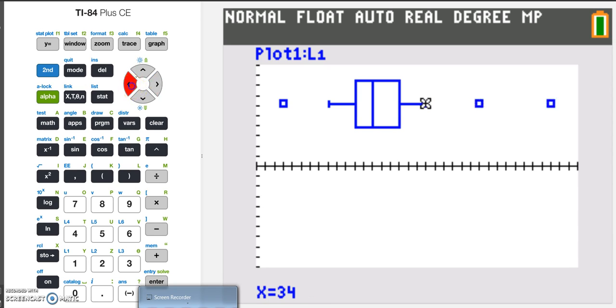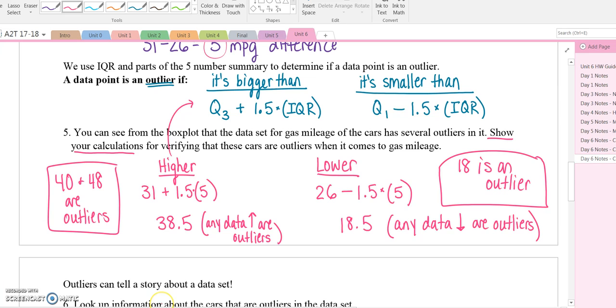Alright, so the idea is when you graph it on the calculator, from now on you should be using this type of graph so you can see if there are any outliers. But then a lot of times in your homework we're going to ask you to verify it using calculations. So just make sure you know how to do it by hand and on the calculator. Alright, go ahead and flip the page over.